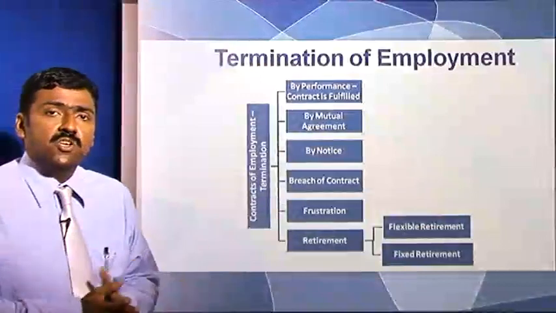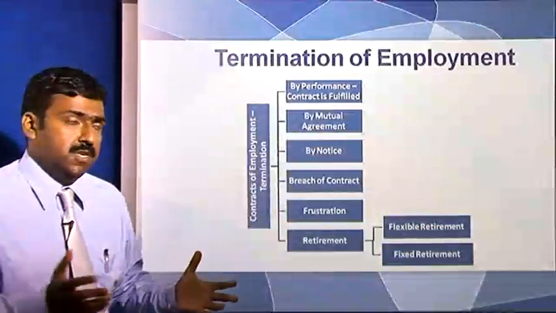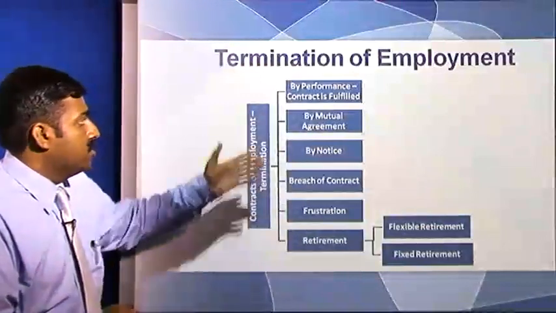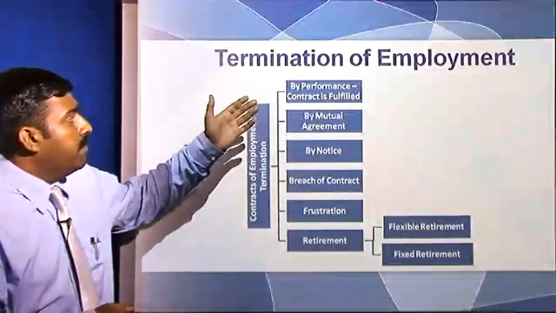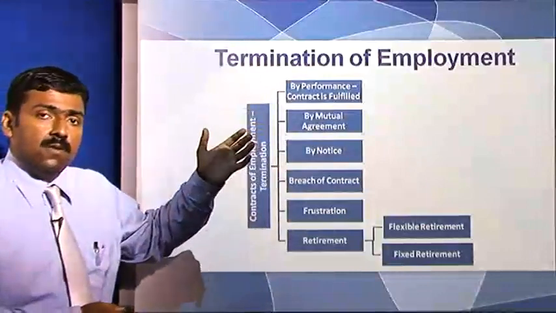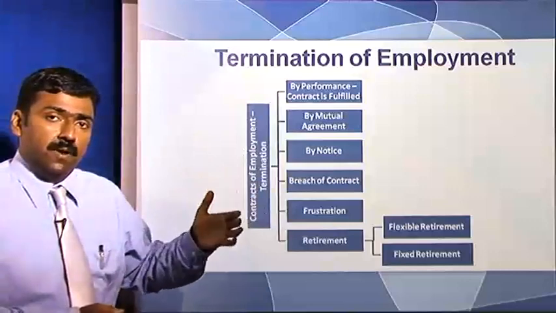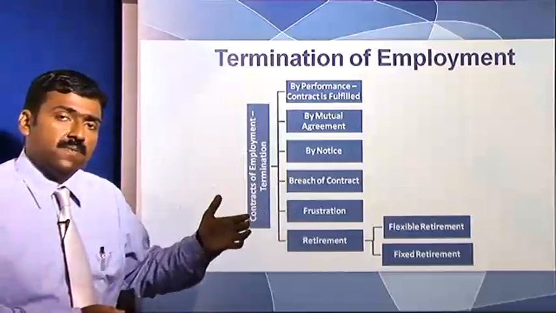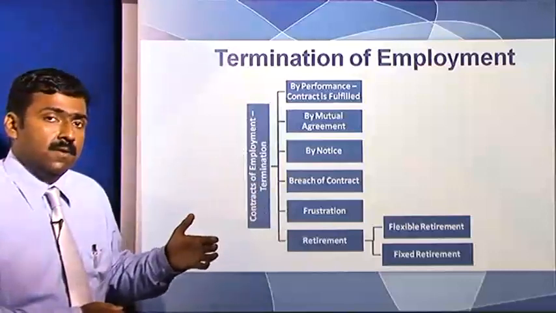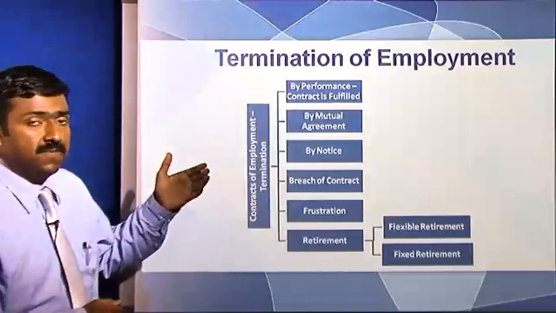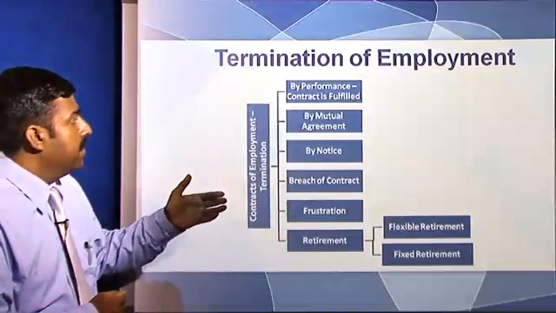Now, how does termination of employment happen in an organization? Now, let us look at the types. By performance. An employee is recruited for a particular purpose. He fulfills the purpose, the contract is done. He leaves. So this is by performance, the job is terminated.